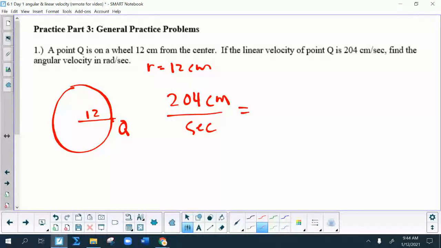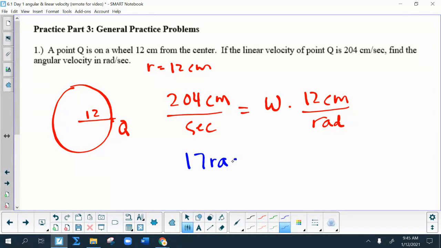find the angular. So we're looking for omega, and we were given 12 centimeters as the radius, and I'm going to say per radian, so that you'll notice that when I simplify this, I'm going to end up getting rid of the centimeters, and I'm going to end up with radians per second right away. 204 divided by 12 is 17, so I get 17 radians per second.